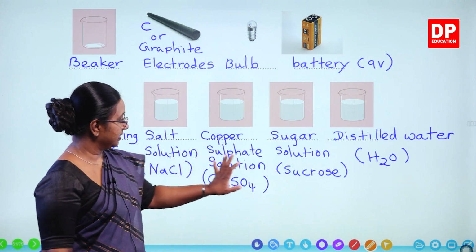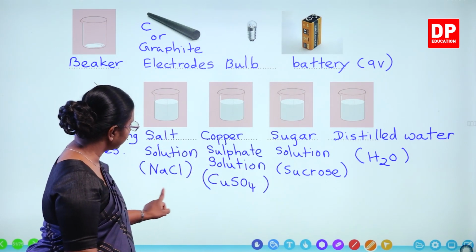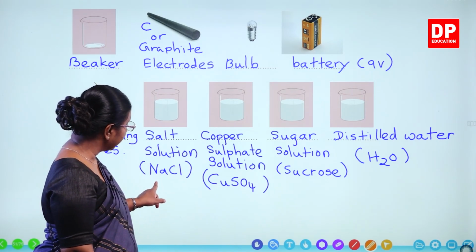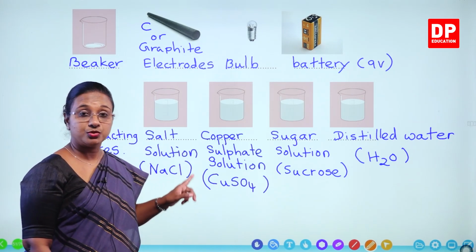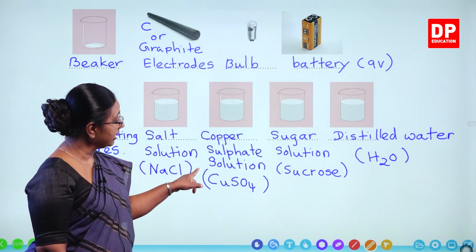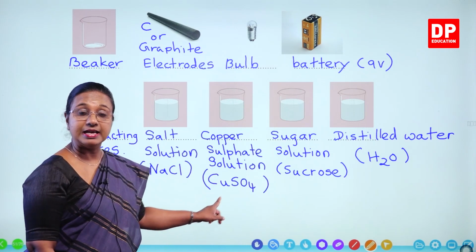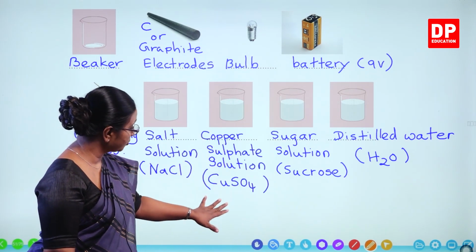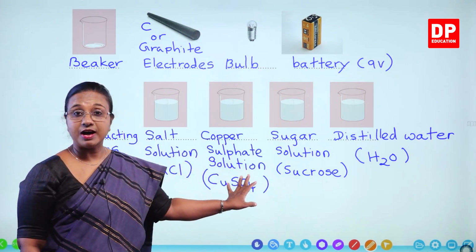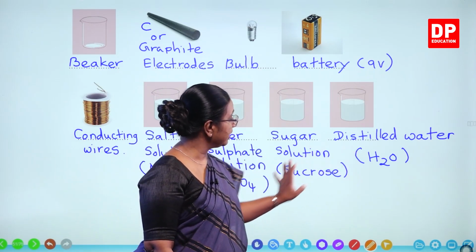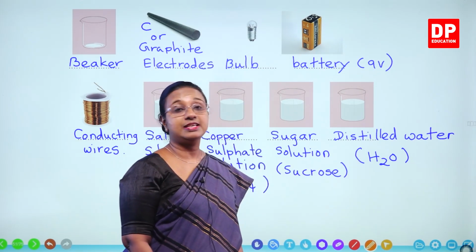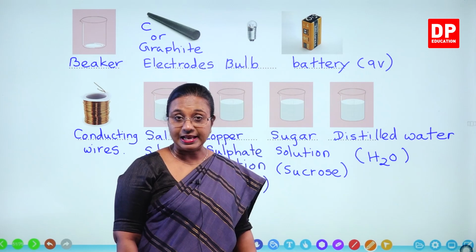So out of these, you all can see sodium chloride, NaCl, is an ionic compound between Na plus and chloride ions, sodium and chloride ions. Whereas copper sulfate is an ionic compound between copper ions and sulfate ions. So that is also a solution of ionic compound. These two are solutions of ionic compounds. Then here we have covalent compound. Sucrose and distilled water, those are the covalent compounds.